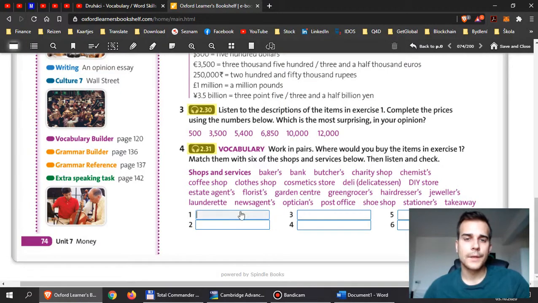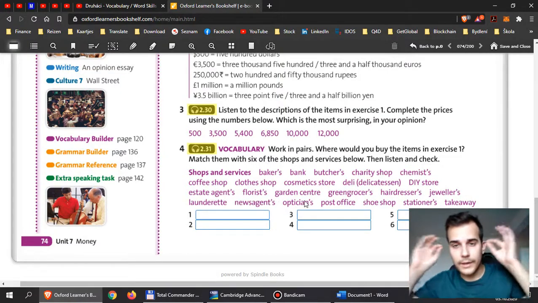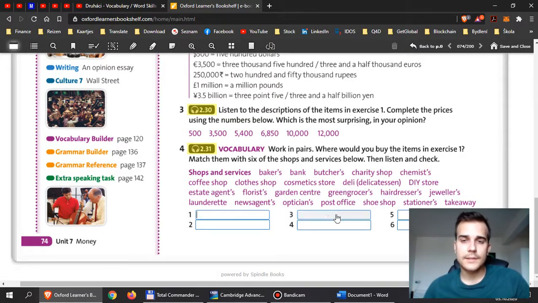Now, news agents, this is where you buy the newspaper. Opticians, you can buy glasses or contact lenses. And a post office, you can send a letter. Shoe shop, of course, easy. Stationers, you can buy things for your school, you know, rulers or pencils, these kind of things.